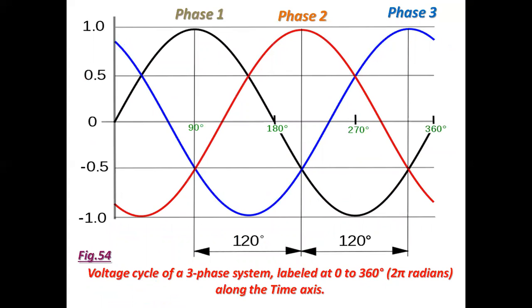See the diagram. This is the voltage cycle of a 3-phase system, labeled 0 to 360 degrees along the time axis.